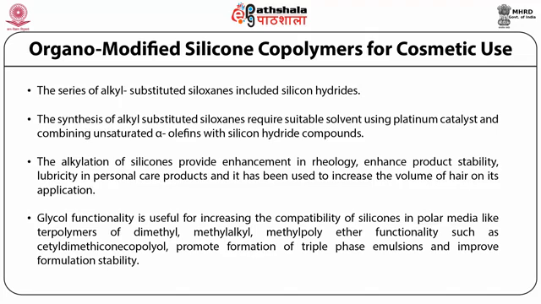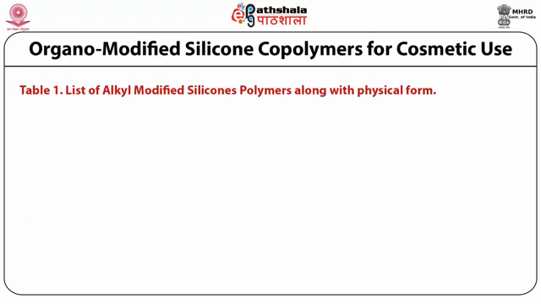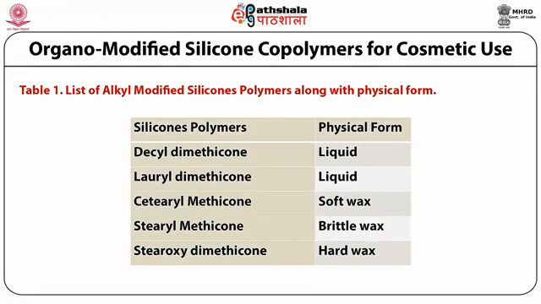This property has been utilized in the cosmetic formulation from low viscosity lotion to thick creams as a rheology modifier. Alkyl modified silicones act as a protective barrier on the skin when used in sunscreen creams, skincare, and color cosmetic products. The high degree of alkylation or longer chain alkylation improves the water resistance property of silicones. Alkyl modified silicones are available in different physical forms as shown in the table. Physical forms are given along with the silicone polymer, ranging from liquid to hard wax.